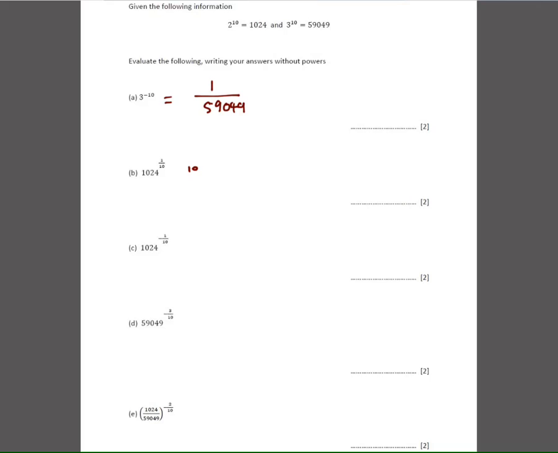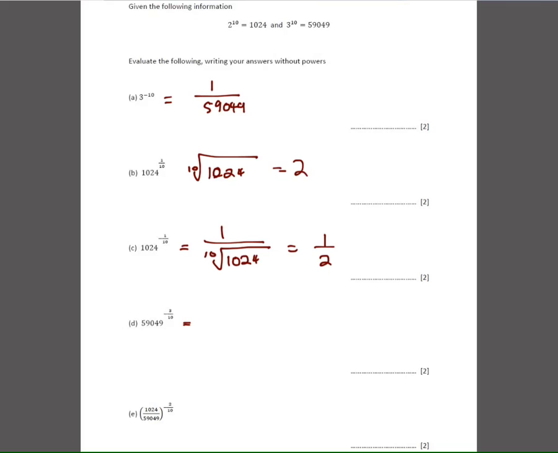1024 to the power of a tenth. Well, that's the 10th root of 1024, which is equal to 2. Excellent. This question here, 1024 to the power of minus a tenth. Okay, so this negative sign here means we take the reciprocal, so it's 1 divided by the 10th root of 1024, and we already know the 10th root of 1024 is 2, so it's 1 divided by 2.